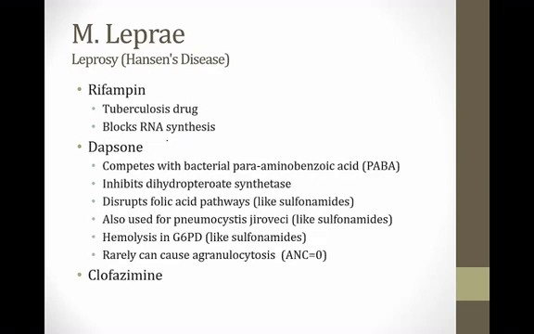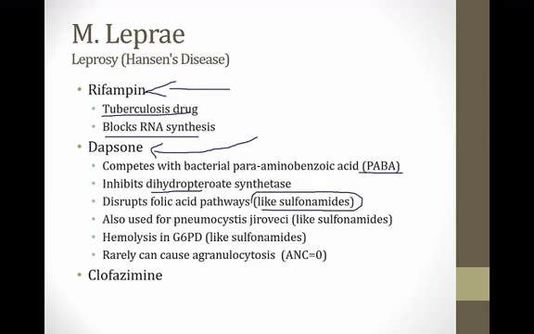So let's talk about these drugs in a little bit more detail. Rifampin is a tuberculosis drug, and I talk about this in more detail in the pulmonary module on tuberculosis, but it blocks RNA synthesis. And then dapsone is a very unusual antibiotic. It works by competing with bacterial para-aminobenzoic acid, or PABA, and therefore it inhibits the enzyme dihydropteroate synthase. And this is going to disrupt the folic acid pathways. It works exactly the same way that sulfonamides do.